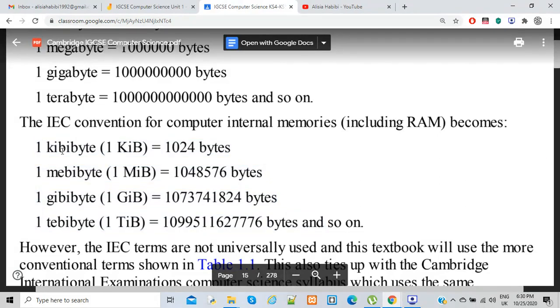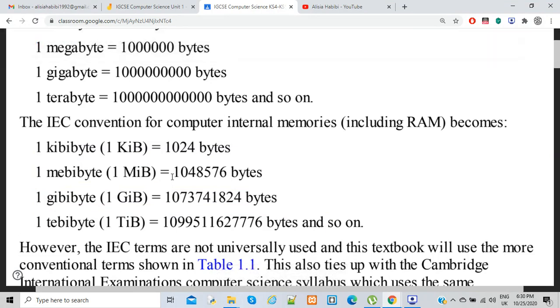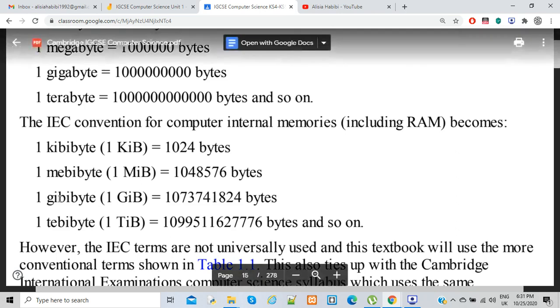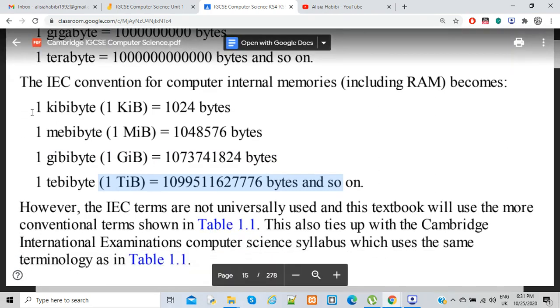So 1 kilobyte is equivalent to 1024 bytes. 1 megabyte is equivalent to, again, 1,048,576 bytes. And then 1 gigabyte is equivalent to 1 billion, and then 1 terabyte. So it keeps going on and on in terms of increasing size.